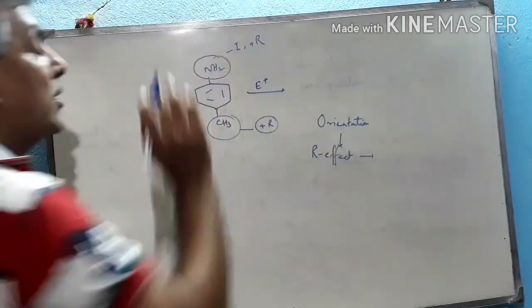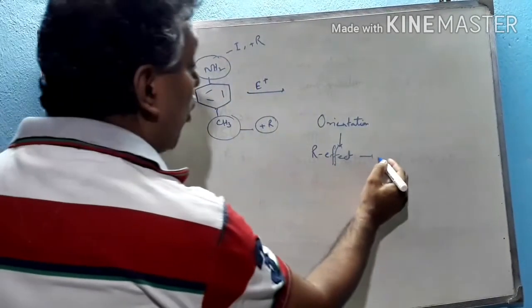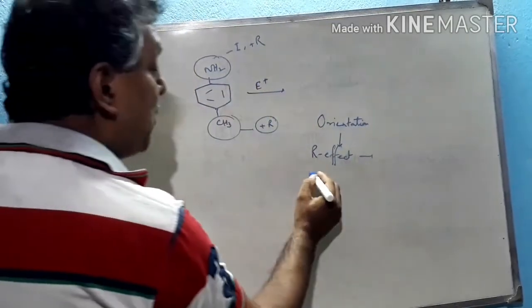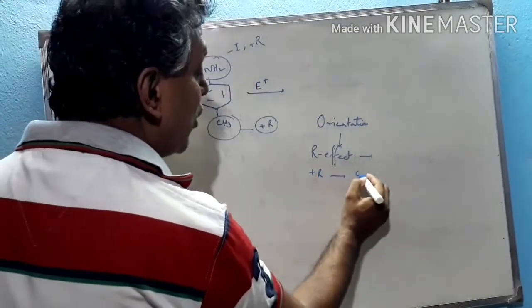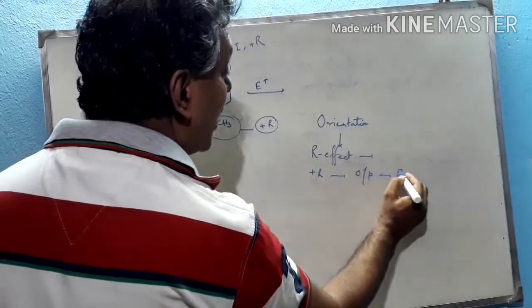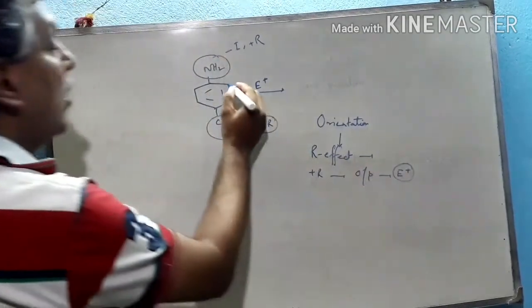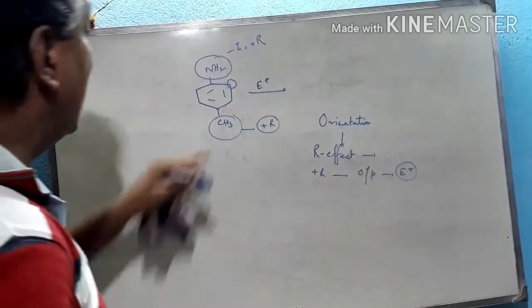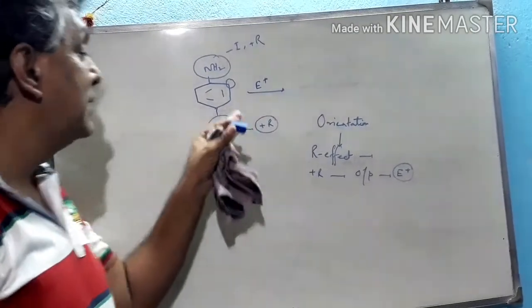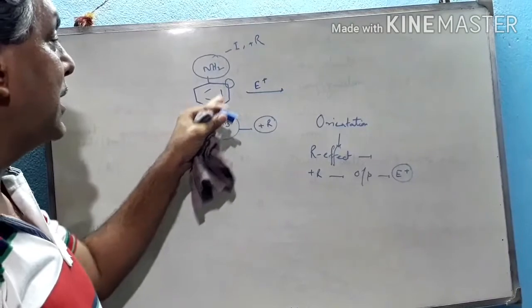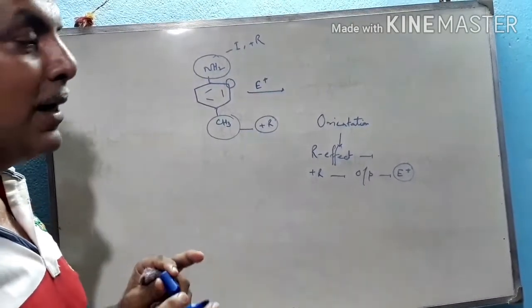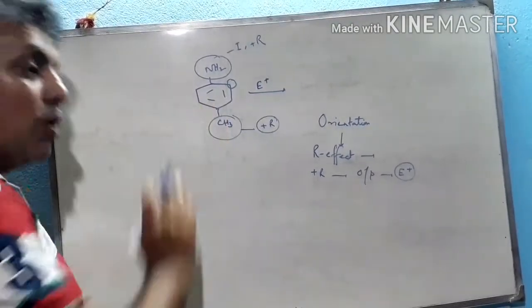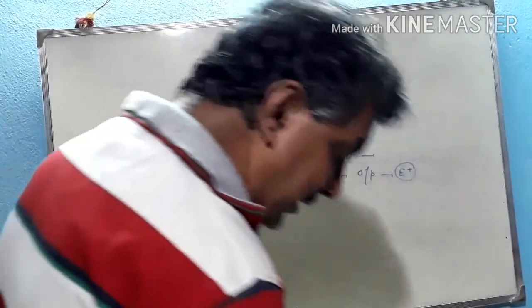That means the R effect of the NH2 group, and it is ortho-para directing because it has a plus R effect, ortho-para directing towards an electrophile. So either the ortho or para position will be activated, and here the CH3 group is attached at the para position, so the ortho position is open and hence the electrophile comes at the ortho position. This is the first case.